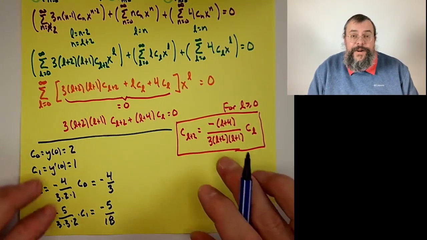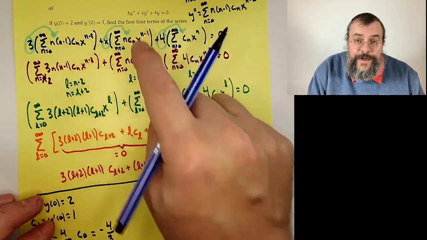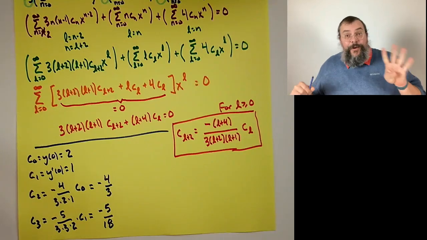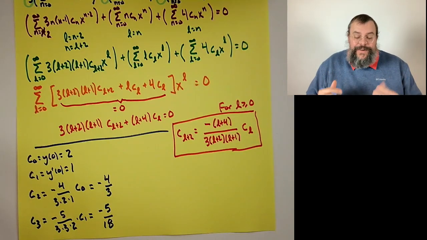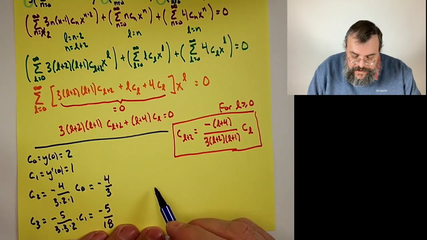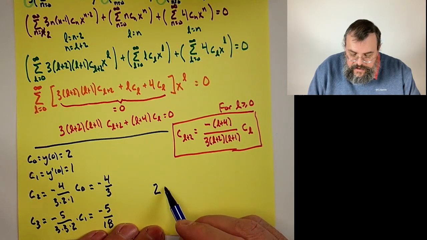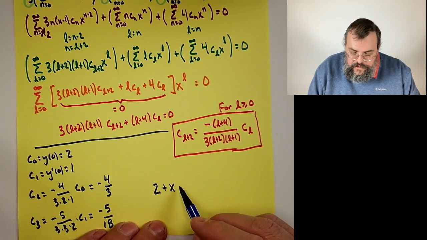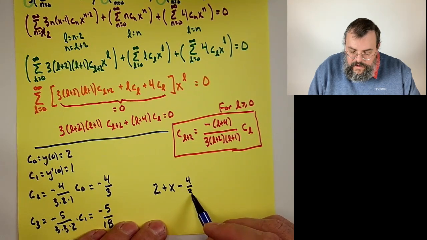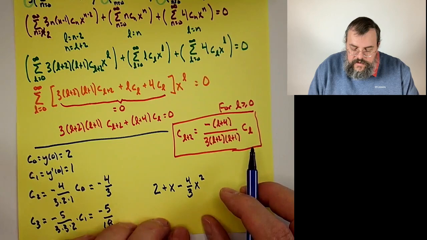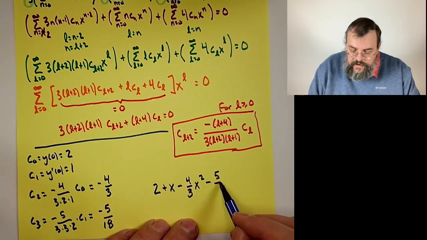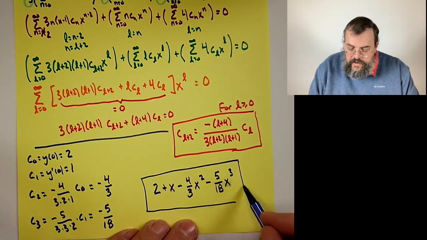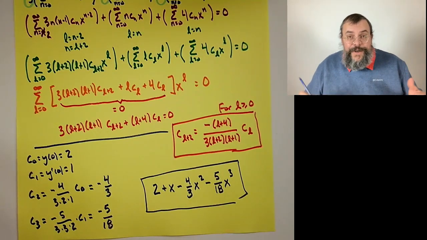And remember, what are we looking for? We're looking for the first 4 terms. So what do we have? We have 4 coefficients. That's 4. So we actually don't need to go any further. We can say, aha, the first 4 terms, well, C0 plus C1 times x, so 1 times x, plus C2, which would be 4/3 times x squared, and C3, which would be minus 5 over 18 x cubed. And there's the first 4 terms.